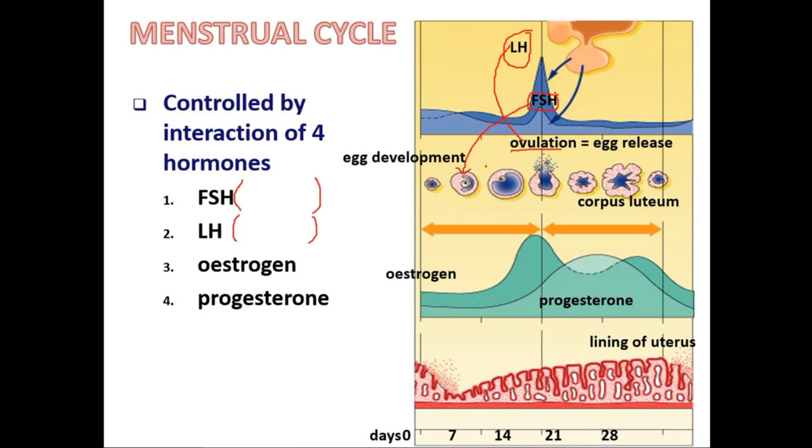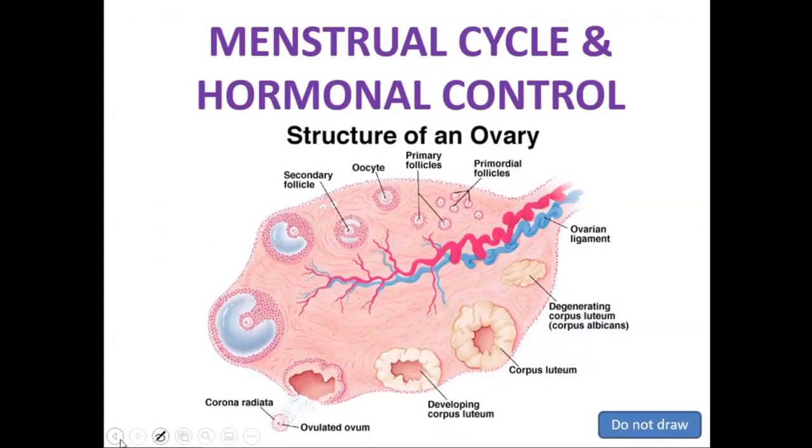Okay, now when you have the follicles being stimulated, you have this picture here. This is called a graafian follicle, and the graafian follicle will now release another hormone called estrogen. Now, where is this graafian follicle? I'm going to go back just quickly. You will see it's here. There's your graafian follicle, and it just grows bigger and bigger. So this is still in the ovary.